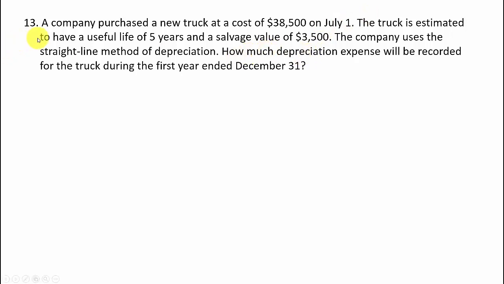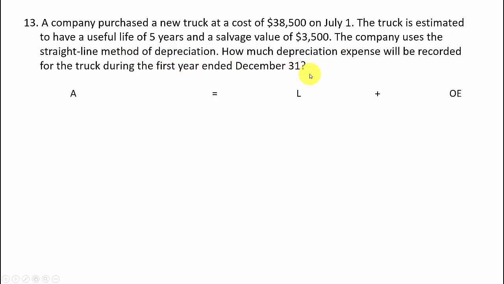The truck is estimated to have a useful life of 5 years, a salvage value of $3,500, which means that's what the truck will be worth at the end of its useful life in 5 years. The company uses the straight line method depreciation. How much depreciation expense will be recorded for the truck during the first year ended December 31st?